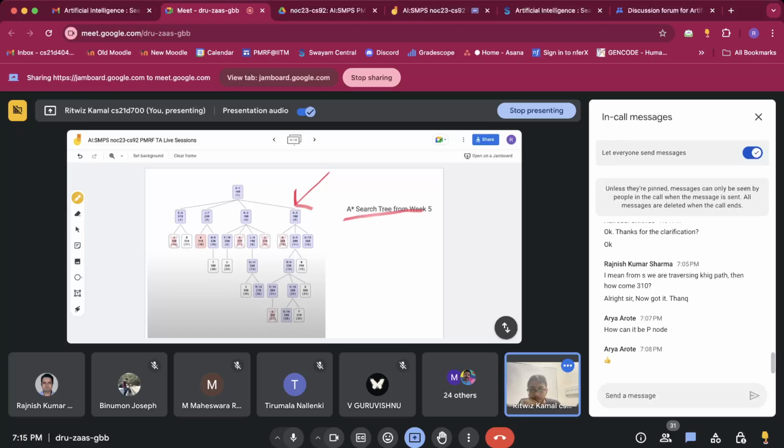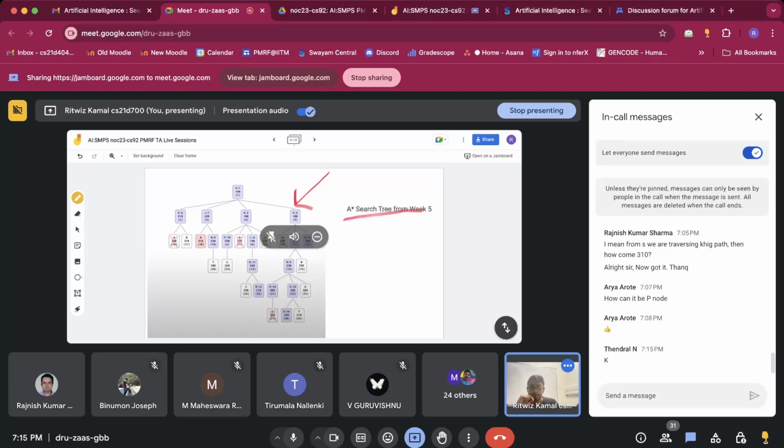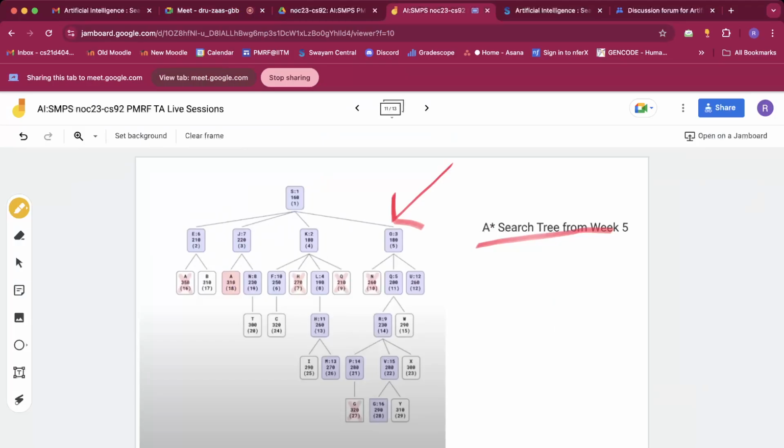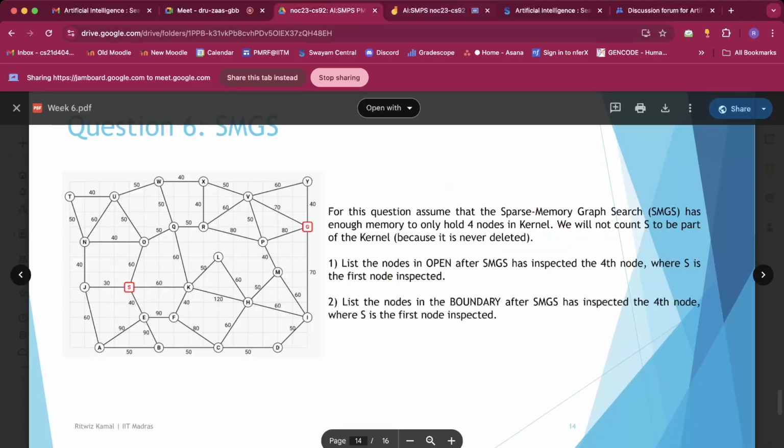Anyone? We have the search tree in front of us. As per A star method, which is the next second node that we will explore after S? K. Thanks for your answer. K would be the next node to be inspected, right? Yeah, because it has the most promising F value, and it is also alphabetically before O, which has the same value, right? So next K will be inspected.